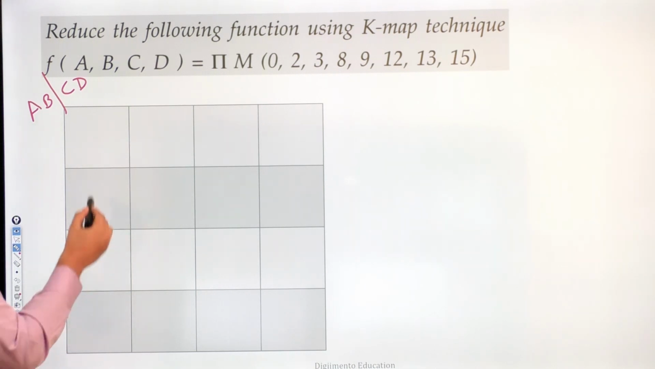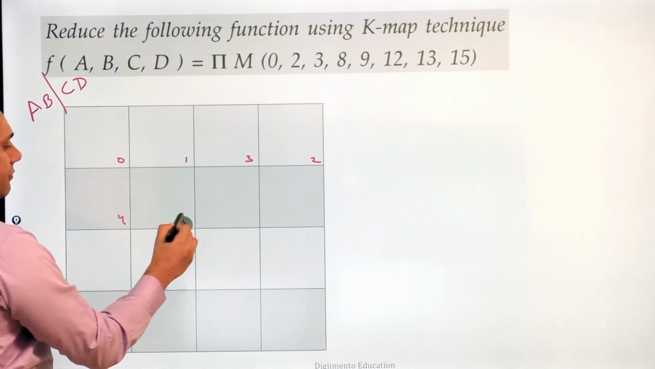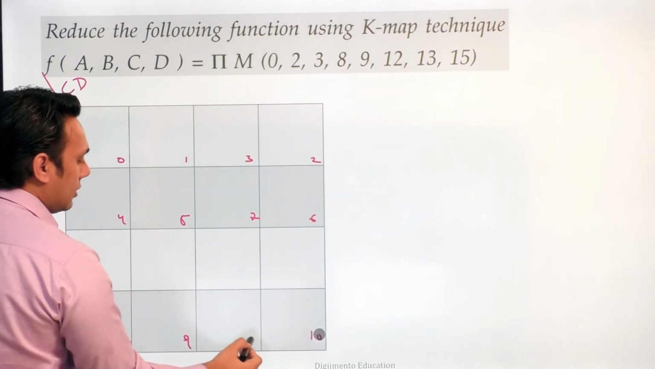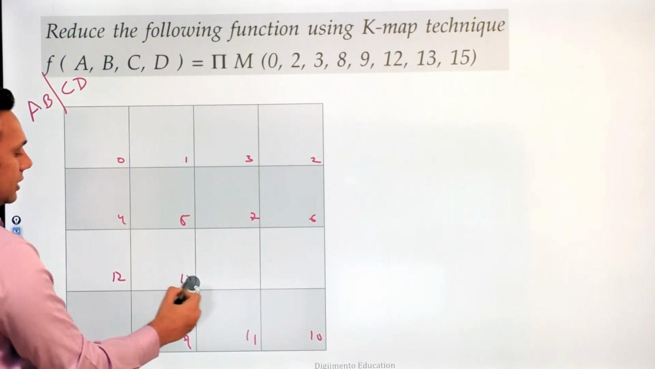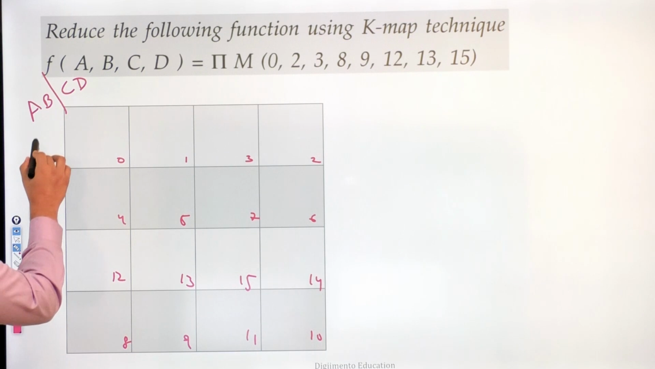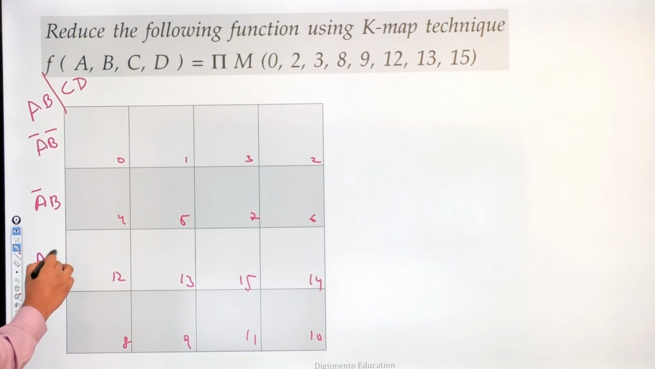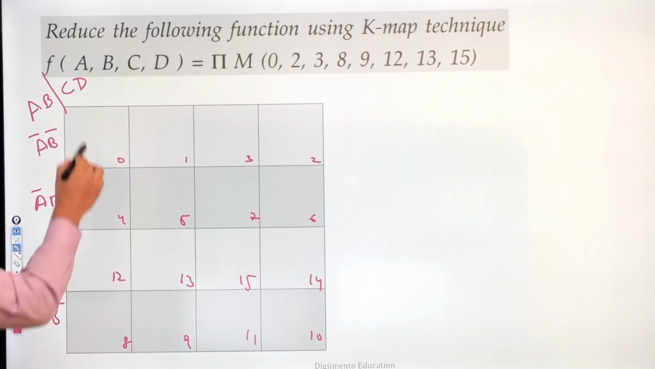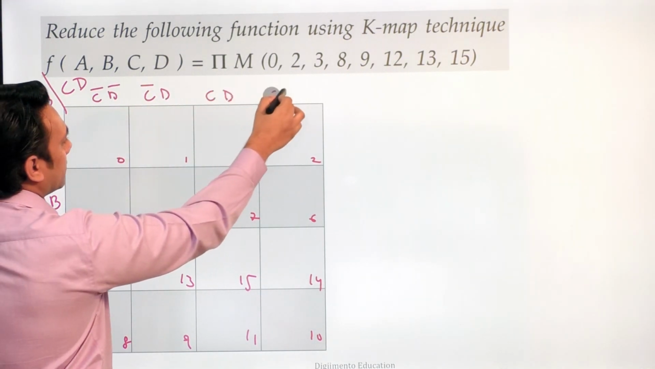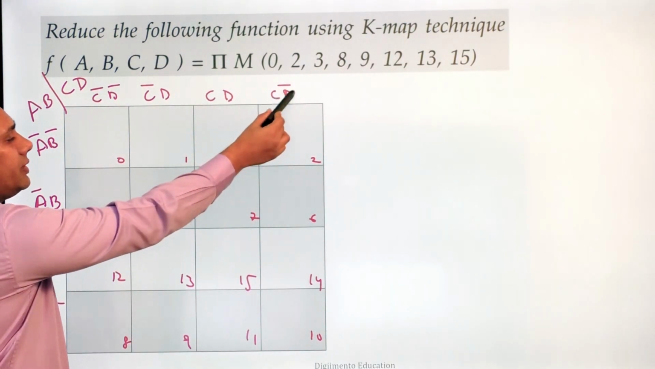Okay? So the numberings are 0, 1, 2, 3, 4, 5, 6, 7, 8, 9, 10, 11, 12, 13, 14, 15. So this is representing A complement B complement, A complement B, AB, and A B complement. This one is representing C complement D complement, C complement D, C D, and C D complement. So again, you can see I have not written C complement plus D here.